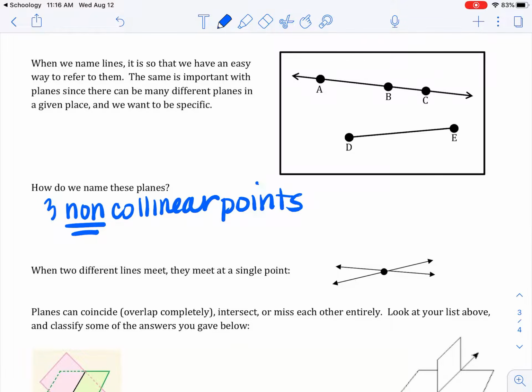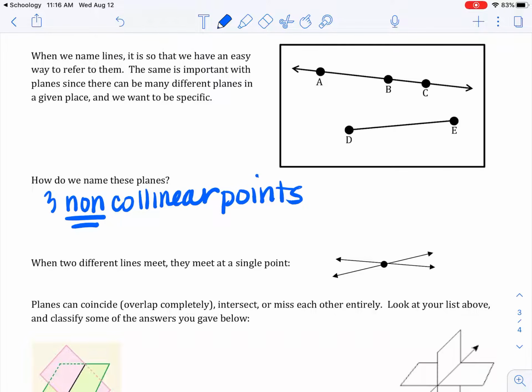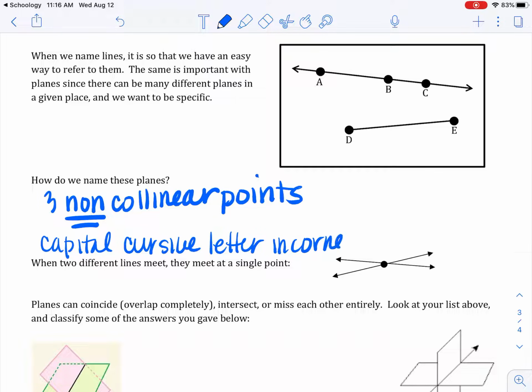Okay? Another way you can do this is using a capital cursive letter that's in one of the corners. So capital cursive letter in a corner. Okay, so this is an or right here. So let's do an example of each here, okay?